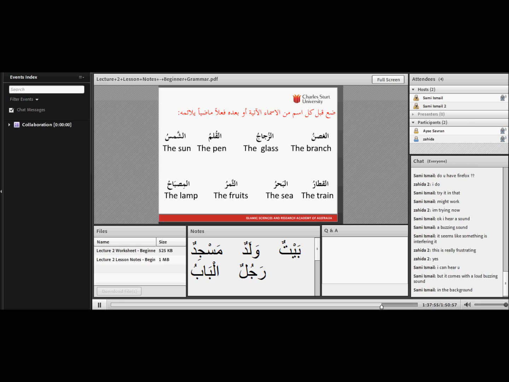Good. Yaksiru zujaja. So I'm just going to put the word in the notes for future reference. So kasara. Can you see that? Yes. Kasara, yaksiru, iksir. So these are madi, mudari, and amr. Okay, good. So yaksiru zujaja, he is breaking the glass. Inshallah not, but he is breaking the glass.